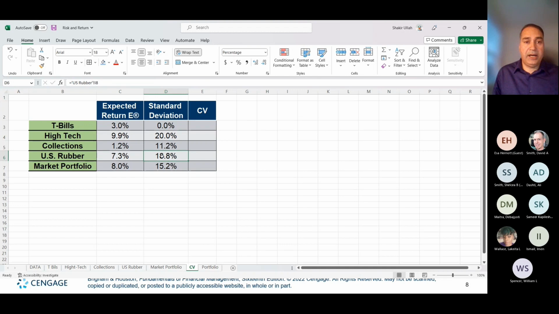And the U.S. rubber, I didn't look at that. The U.S. rubber has the highest risk, and the market portfolio has 15. No, not high tech. High tech is the highest risk, second is the U.S. rubber, and third is the market portfolio, and that gives us 8% return. But still, making this comparison is very hard to do.